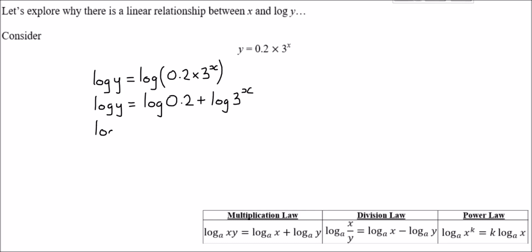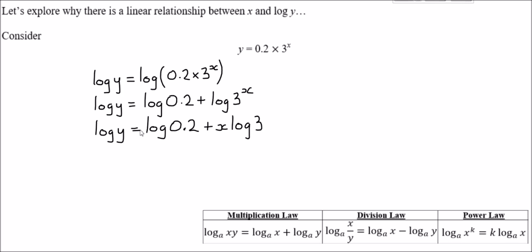Then we can go one step further, looking at the final bit. So I'll just write log 0.2 here. Log 3 to the x, that's a log of an exponential. So look at this power law here, we can use this to help us. Log x to the power k is k log x. So we can bring this power to the front before the log. Using this idea, we can bring this x to the front before log 3. And now, if you think about it, we're pretty much home and dry.